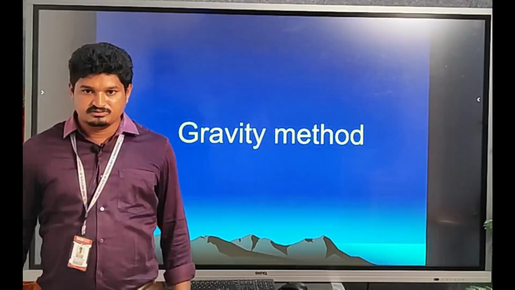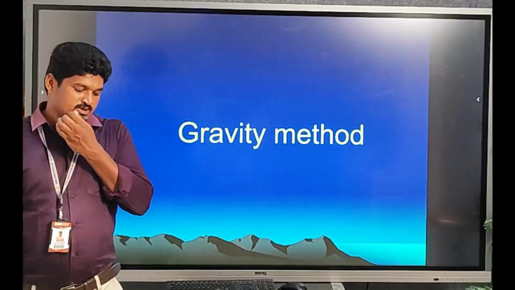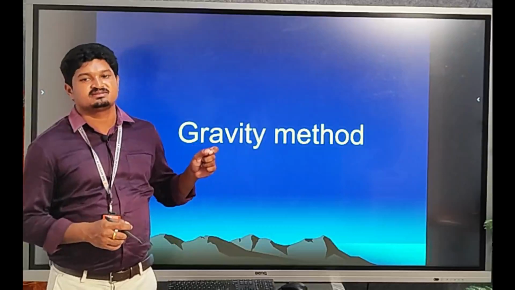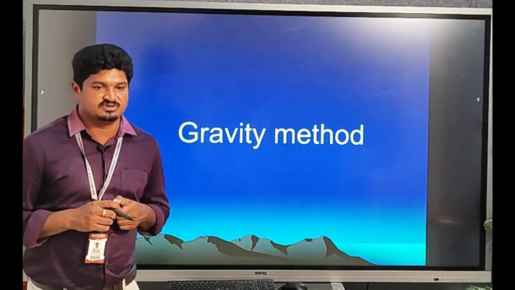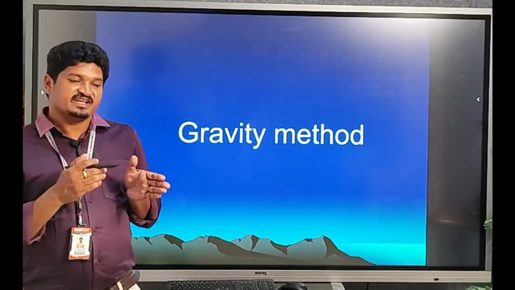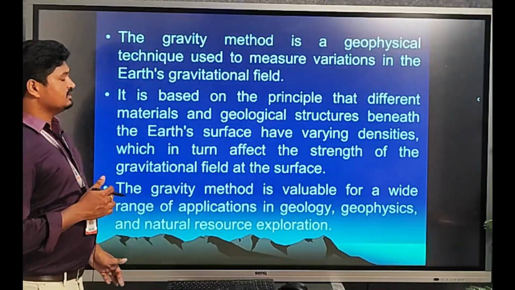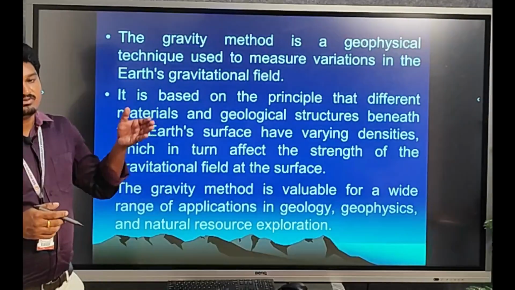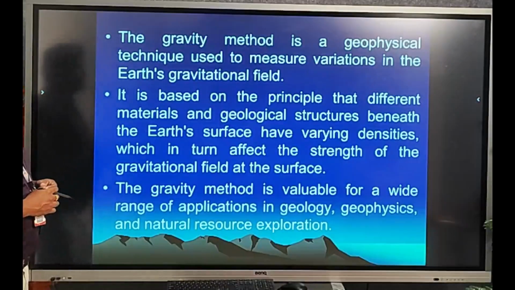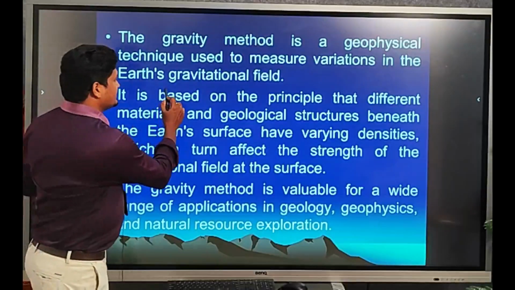Now one of the geophysical methods is the gravity method. So what is the gravity method used for? Most of the gravity method is used for identification of rocks and minerals in the subsurface. For example, if you use a gravity meter, based on the gravity anomalies, we are able to find out what the exact subsurface geology is. So this is the gravity method we use for the variation of the Earth's gravitational field.